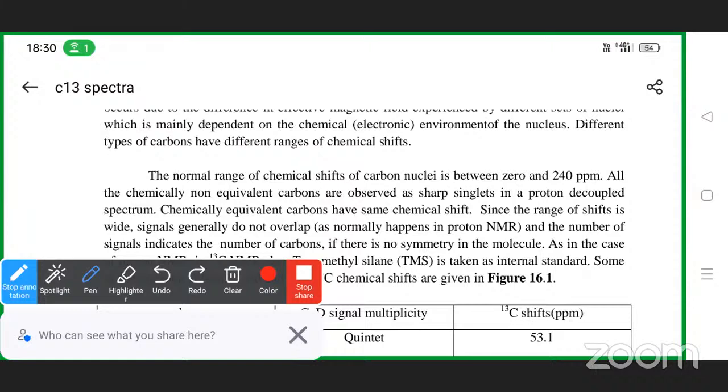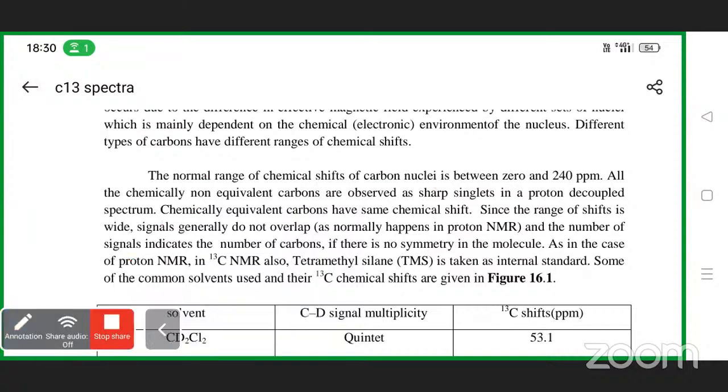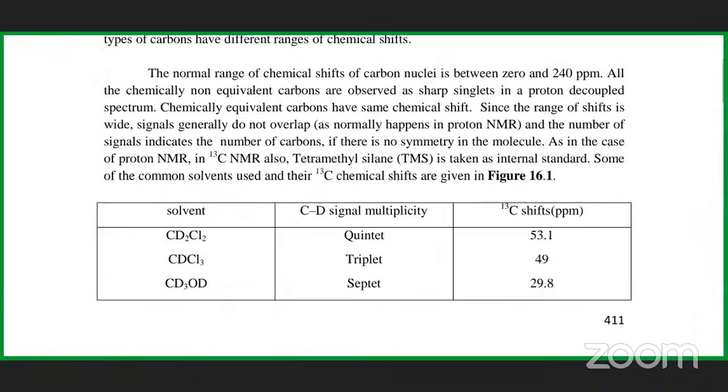So a very complex spectrum is obtained in H1 NMR, but in C13 the scale is very large, so the distance between the signal absorptions is large. As in H1 NMR, in C13 also you can use TMS as a reference, and the solvent's chemical shift value is also going to absorb in the C13 spectrum. So we'll have some idea about these solvents.